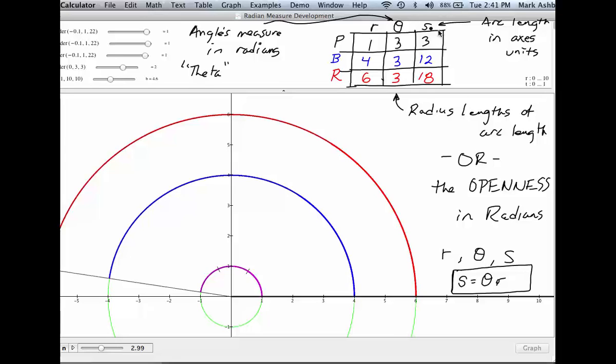Yeah, so the length is going to be how long each radius is times how many radius lengths. Should make sense. The length of, say, the red arc is 18 because it's how many radius lengths? 3 times the length of each one, 6. So s equals theta r, or r theta, okay? s equals theta r. And so in this equation, it helps to think about theta as the number of radius lengths, because you've got how many radius lengths multiplied by the length of each radius, which gives you the total arc length.